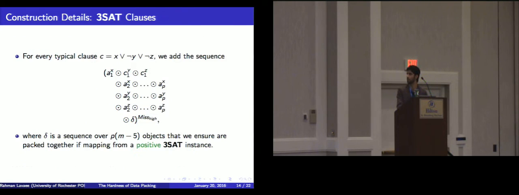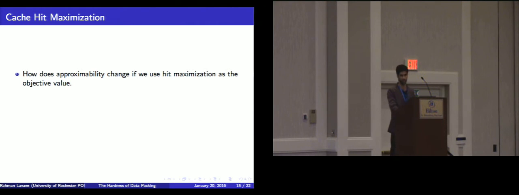Now, this helps us when we encode the sequences for the clauses. For a typical clause, we add this sequence. The only thing that changes from clause to clause is the first line. If a literal is appearing as a positive literal, we are going to add A1. And if it is appearing as a negative literal, we are going to add C1. And then we add a gamma, which is a sequence over P times M minus 5 objects that we ensure are always packed together if we are mapping from a positive 3-SAT instance. And now this completes the reduction.